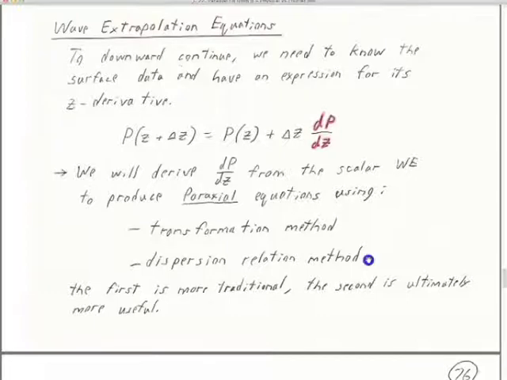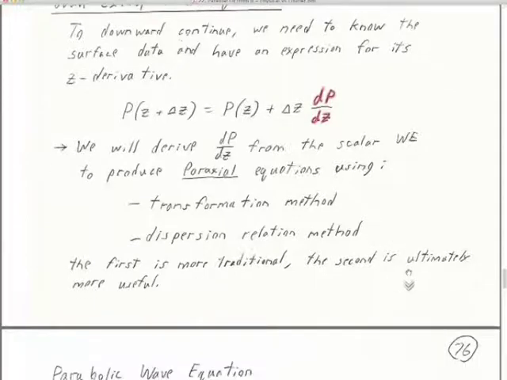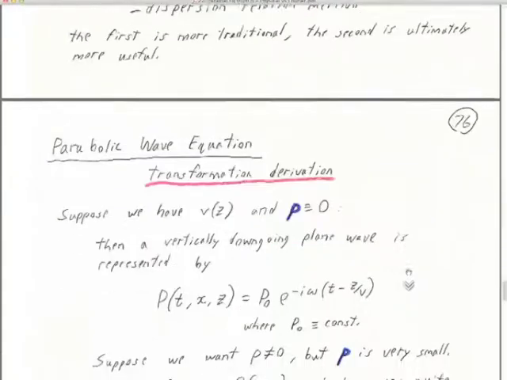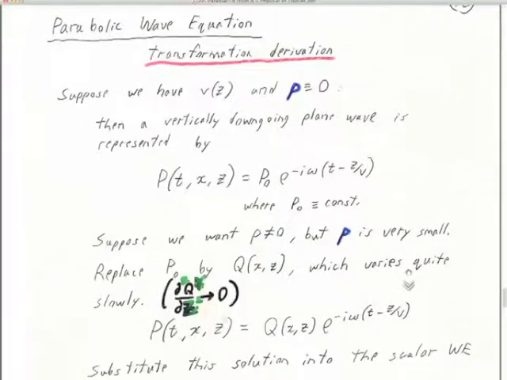And then we'll go to the dispersion relation method. That'll be the most useful one. And by now it's much more traditional than the transformation method. So again, I'm going to skip through this transformation derivation of the parabolic wave equation. I wanted to have the whole thing here in the notes, but it's really here just for historical purposes.